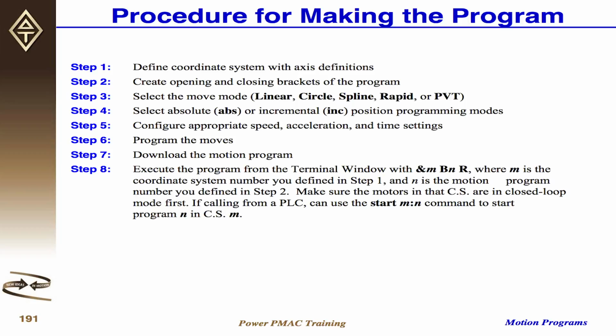You can execute the motion program either online from the terminal window, a host PC application, or through a PLC or another motion program. So if you're executing the program from an online source, online meaning terminal window or a host PC communication program, you use this syntax, $MBNR, where the M is your coordinate system number wherein you want to run the motion program, and N is the name or number of the program. Programs can receive either a name or a number. I'll show you that in just a second.